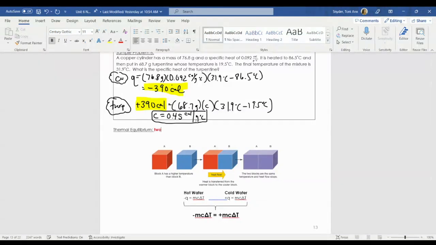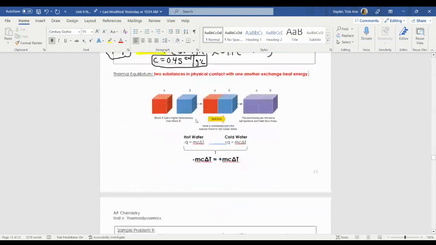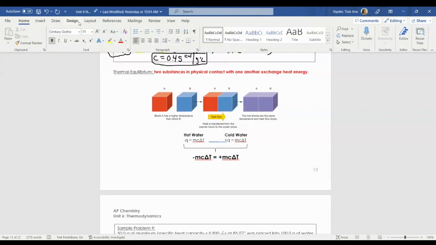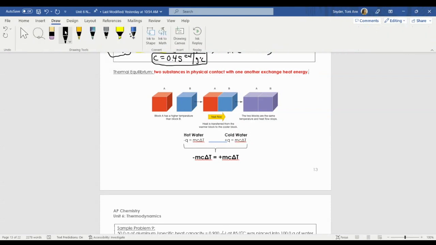This is when two substances in physical contact with one another exchange heat energy. So, say I have two blocks right here. Block A has a higher temperature than block B. At first, they're not touching one another, but we'll see that when they are in contact with one another, the energy from your hot block goes to the energy of the cooler block. So it's transferred from warm to cool. And at some point, they're going to reach the same temperature.